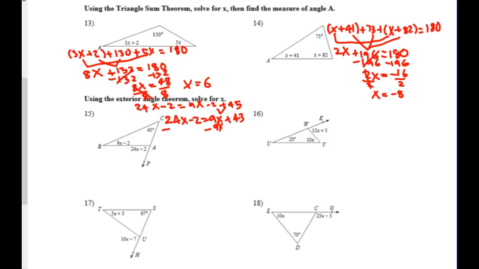I get rid of my smaller x, minus 9x on both sides. I get rid of the loner by adding 2. And then I divide by 15 to get 3. So again, step by step, I combined like terms, I got rid of the smaller x, I got rid of the loner on the side with x, and then I divided.